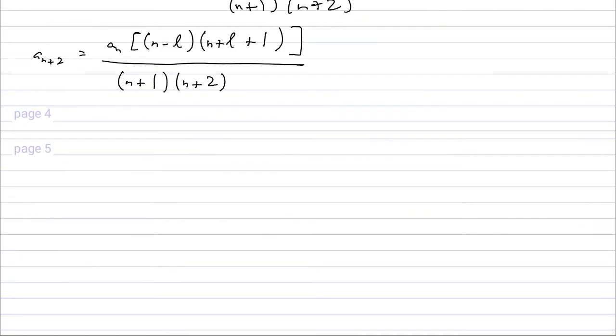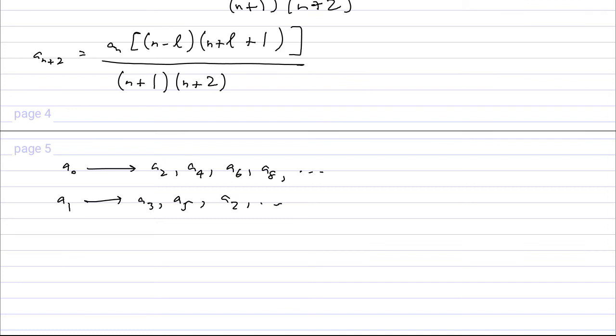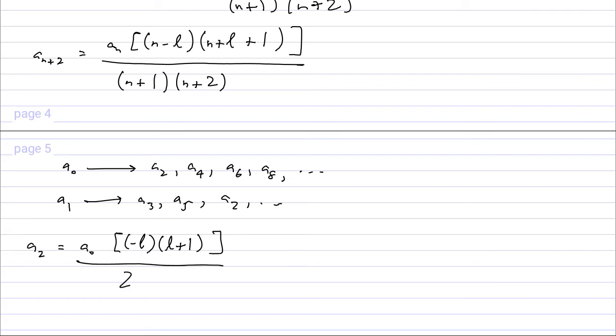Now again, if you have a naught, from this recursion relation you can get a2, a4, a6, a8, and so on, all the even coefficients in your power series. If you have a1, you can get from this a3, a5, a7, and so on. So if I have a naught, what do I get as a2? You just plug in values over there: n is equal to 0, so you get 0 minus l, you get minus l, and then you get l plus 1, divided by 2.